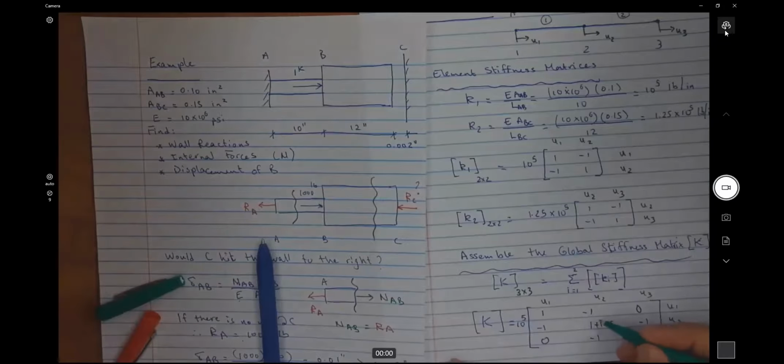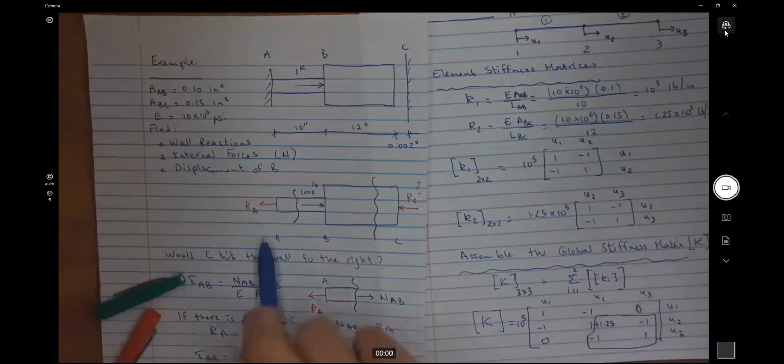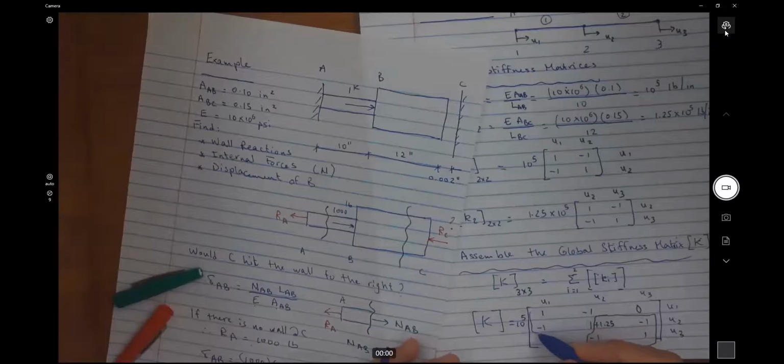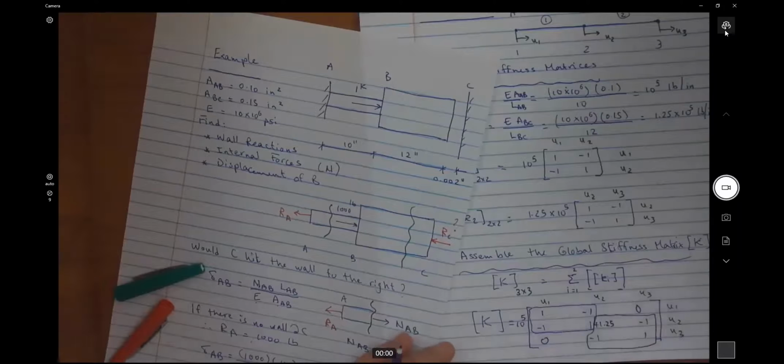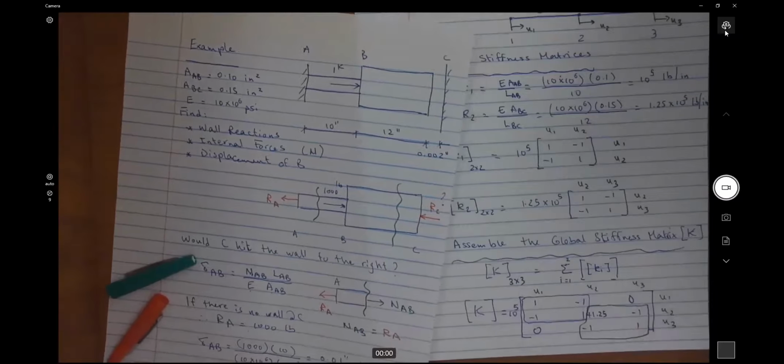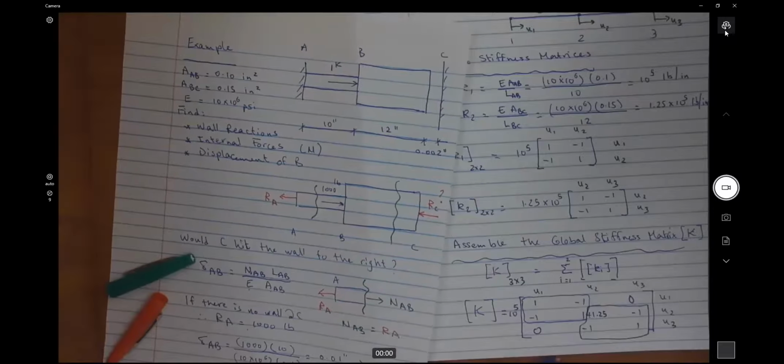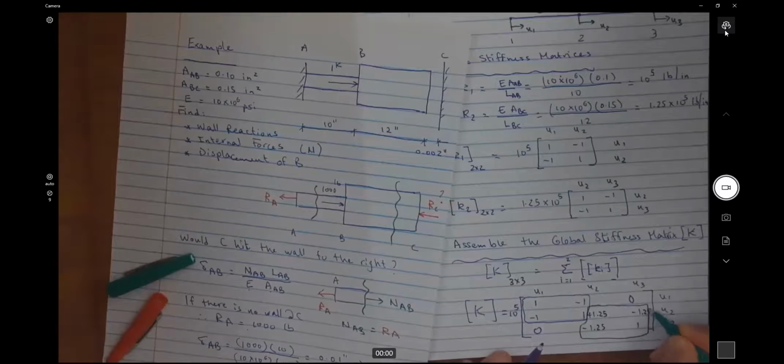So if we look carefully, here is K2, and here is K1. And this is how we superimpose them or add them together to come up with this stiffness matrix K. I'm sorry, you're referring to these entries? Yeah, they're 1.25, sorry. Thank you for catching that.